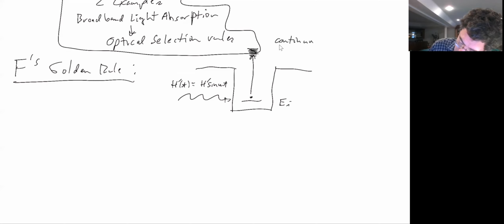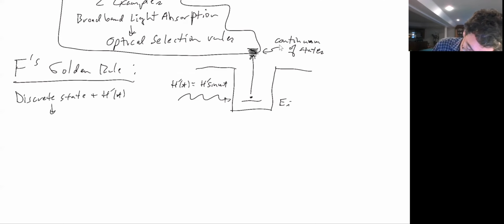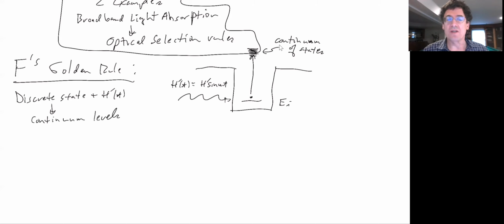If we have a continuum of states that we're transitioning to, so basically the idea is that we have a discrete state and we have a perturbation which takes us to some continuum levels. And that's the setup, and it's actually more common than you think. So you might think that that's very specific, but it is a very, very common situation in physics. And so the question then is, what is the rate of transitions?